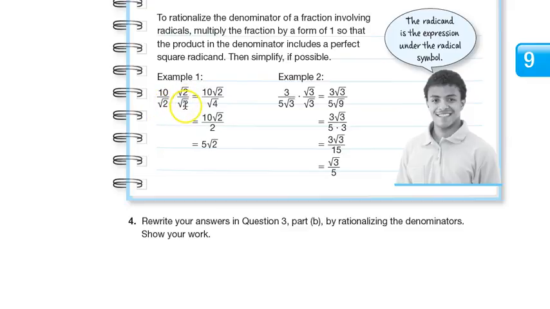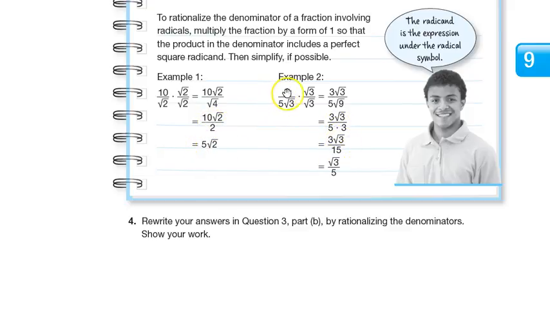When you multiply root 2 times root 2, you get root 4, and the square root of 4 is 2. So we no longer have a radical in the denominator. Of course, you have to multiply the numerators, 10 times root 2. So you have 10 root 2 over 2. And then, of course, you can reduce, 10 divided by 2 is 5. So 5 root 2.